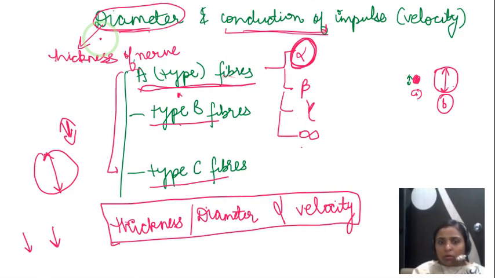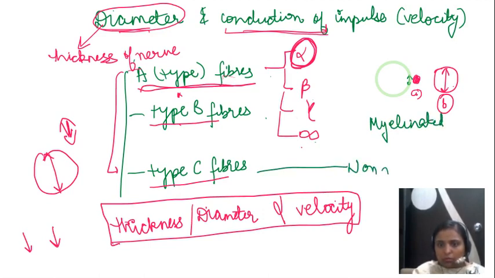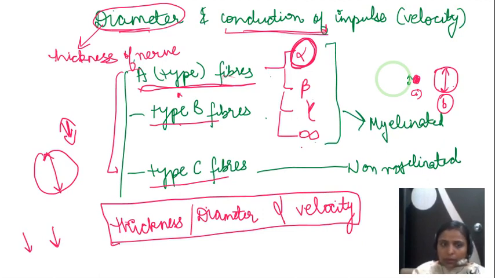Let me tell you one more thing here. Let me add that type A fibers and type B fibers, irrespective of alpha, beta, gamma, and delta, are myelinated fibers. Only type C fibers are non-myelinated, right? Type C fibers are non-myelinated fibers, and these type A and type B fibers are myelinated fibers. Got it? So these are your classification of the nerve fibers.